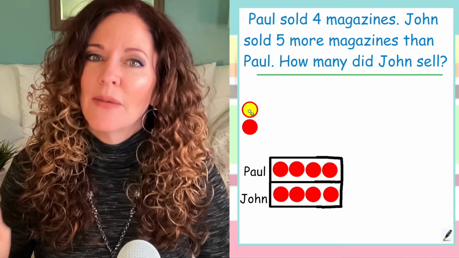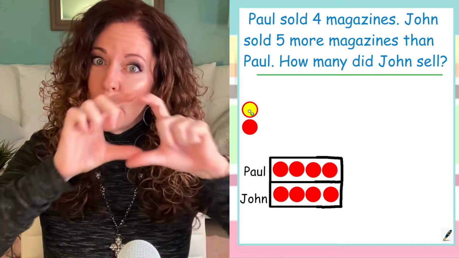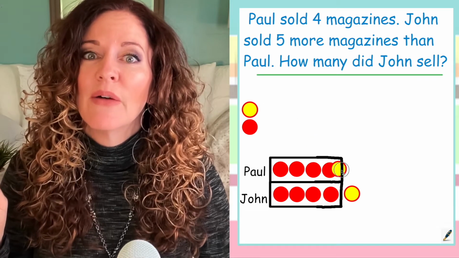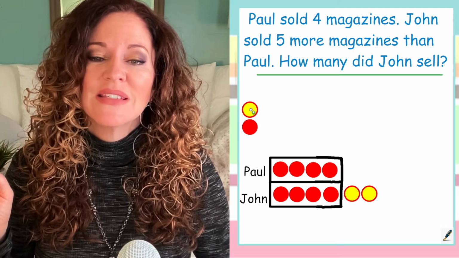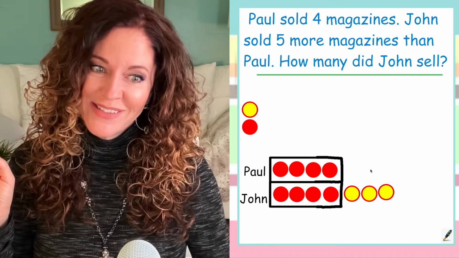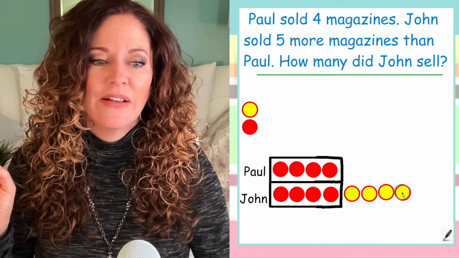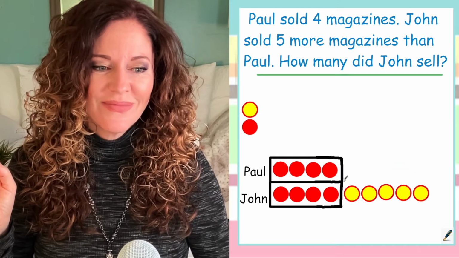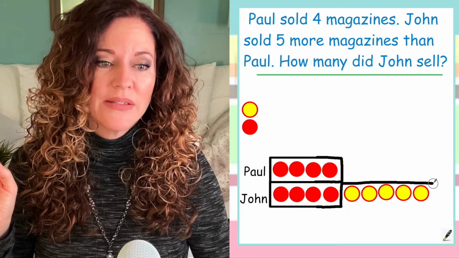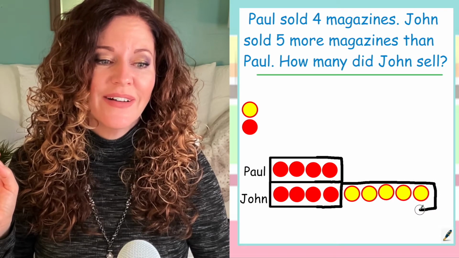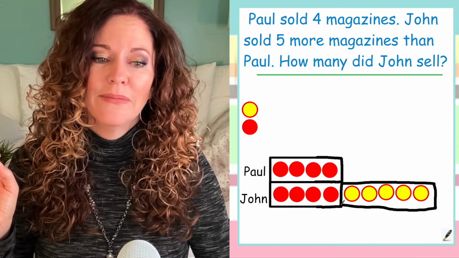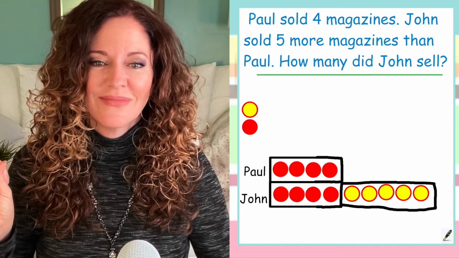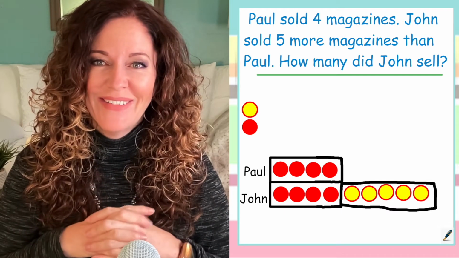So we're going to make a separate box in John's row showing that he also sold 5 extra. And I'm doing that with yellow because that helps me to see the ones that John has that Paul does not have. Okay, so show that. And then we can box off that extra part of John's row. Okay, we got it.